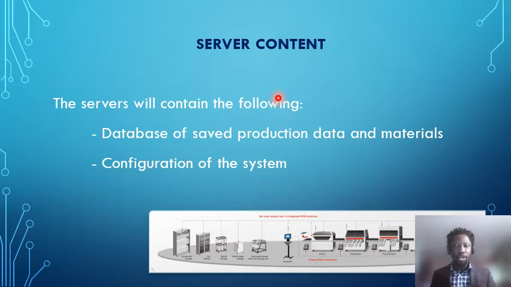Server content. The server will contain the database of saved production data, like I said earlier on, and the materials. It will also contain the configuration of the systems; the configuration that all the machines are using to run the automation layer will be configured on the server also. This is going to be configured through a web-based interface called the configurator. The configurator will help us configure the system and pour in all the database for the saved productions and materials. So that is that.